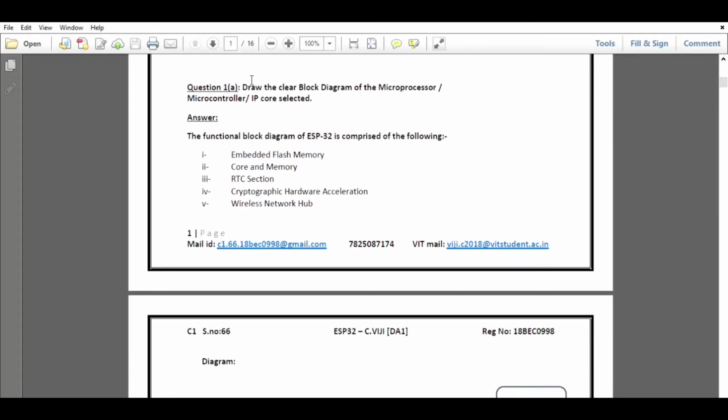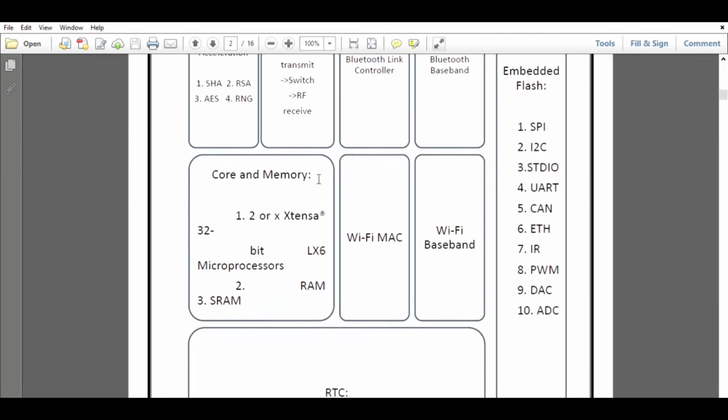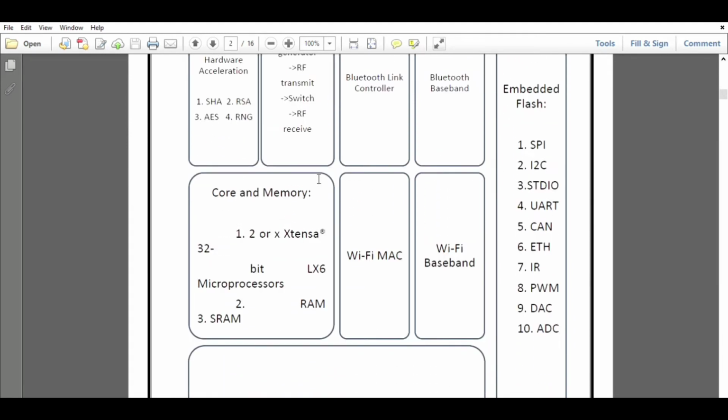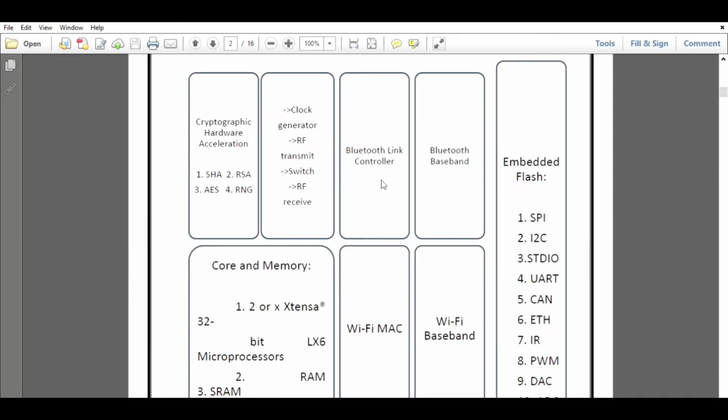The first question is, draw a clear block diagram of the microprocessor or microcontroller IP core selected. This is the block diagram of the ESP32. This block diagram consists of embedded flash memory, core and memory, RTC section (real-time clock), cryptographic hardware acceleration and wireless network hub. This diagram shows that the ESP32 has a dual-core chip, with one area controlling Wi-Fi and another area for Bluetooth.